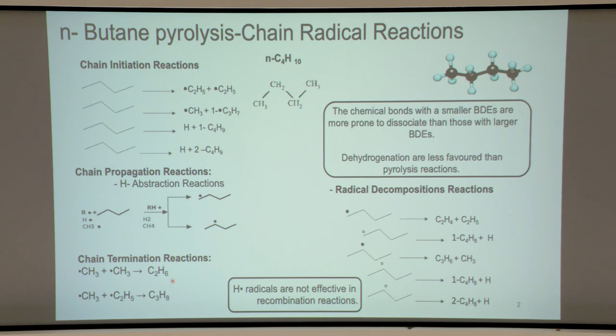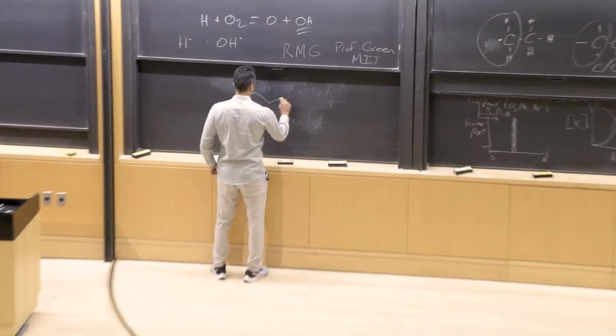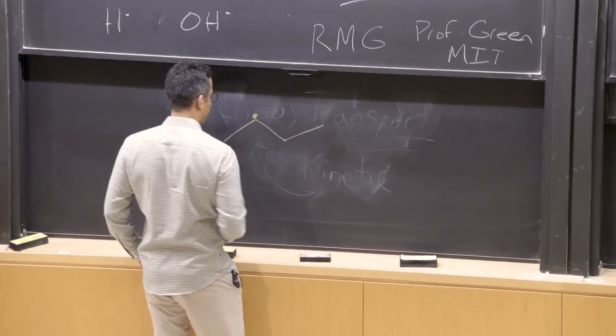And like this, you see quickly how your mechanism can get pretty big. Yeah. And then again, this is only for pyrolysis. We haven't even added oxygen in yet. Simply the pyrolysis of butane in the absence of oxygen. The other reactions possible are what we call radical decomposition reactions. So this is where you have a fuel radical, and the fuel radical undergoes a decomposition to form another radical and a stable species, yeah? So we have a radical site here for butane.